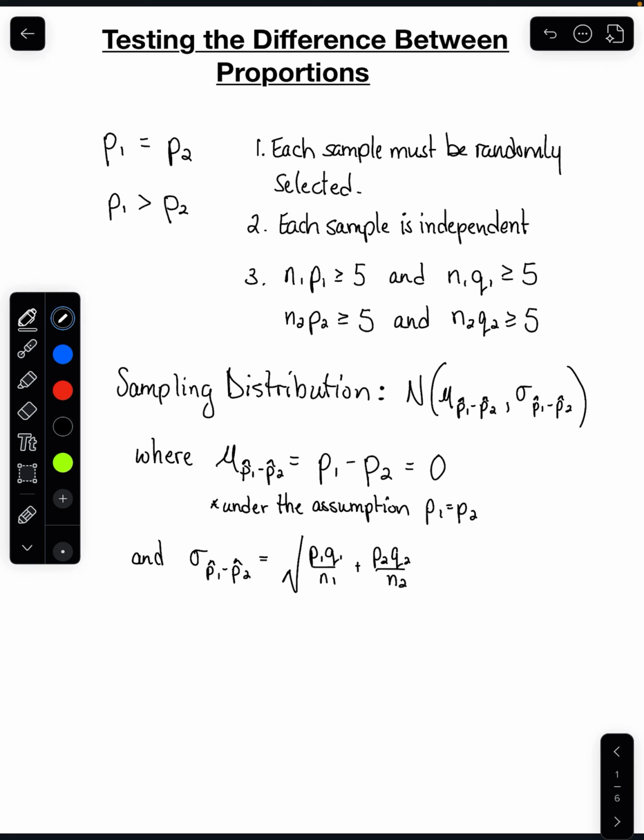Either one of these fractions alone provides the standard deviation of the sampling distribution when we're dealing with a single proportion. But now that we're dealing with two proportions, we need to take those two things and add them together before we do the square root.